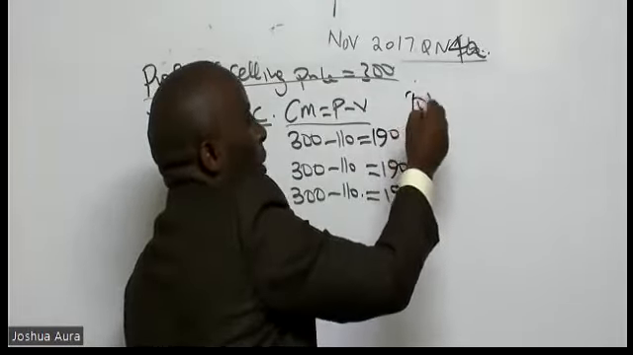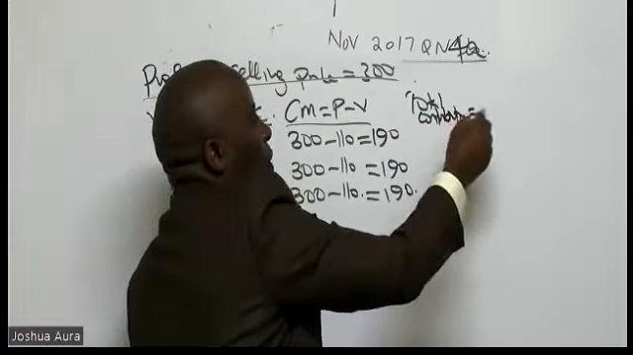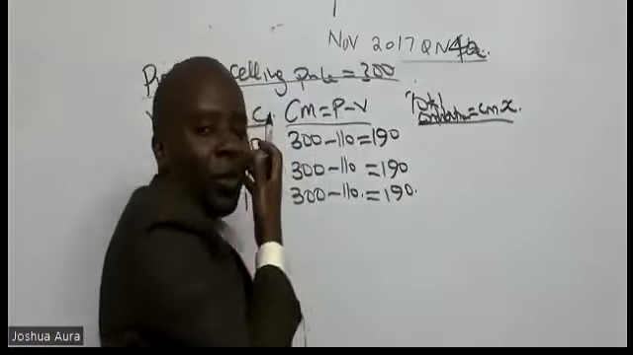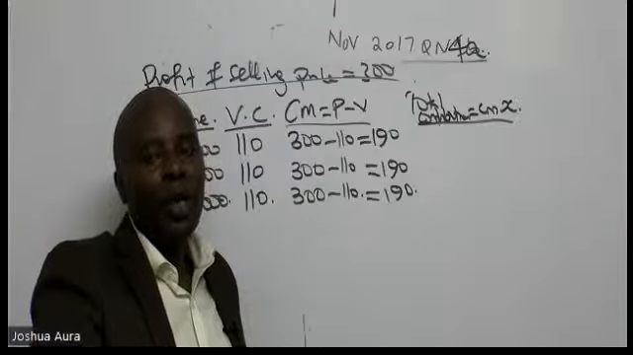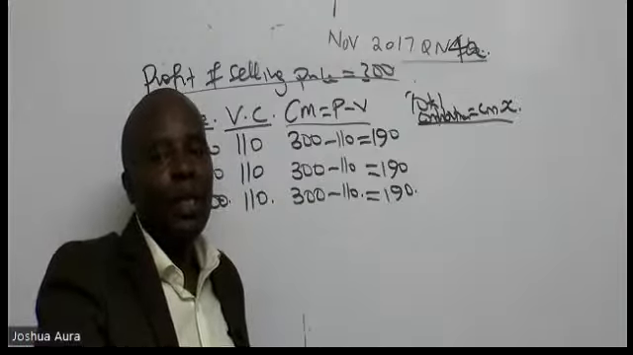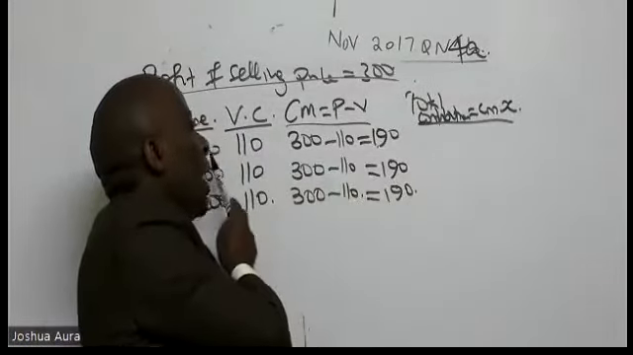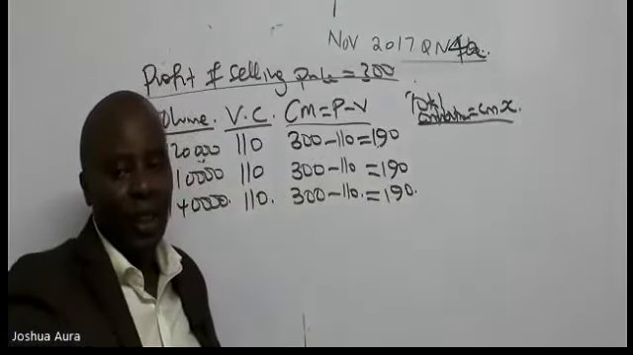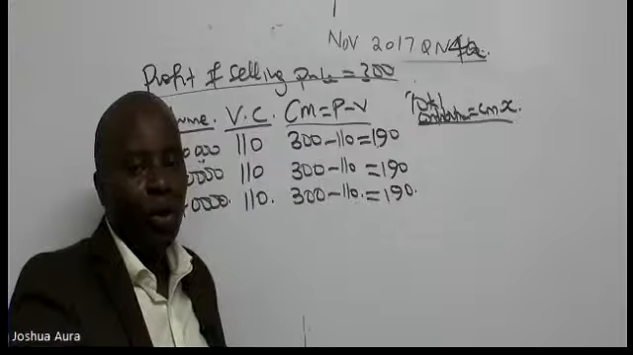So please come here and give me the total contribution. Remember that total contribution is CMX. It is contribution per unit times the number of units. So here, it will be 190 times 120,000. You can decide to put your figures in shillings, millions, or thousands, depending on which looks beautiful.